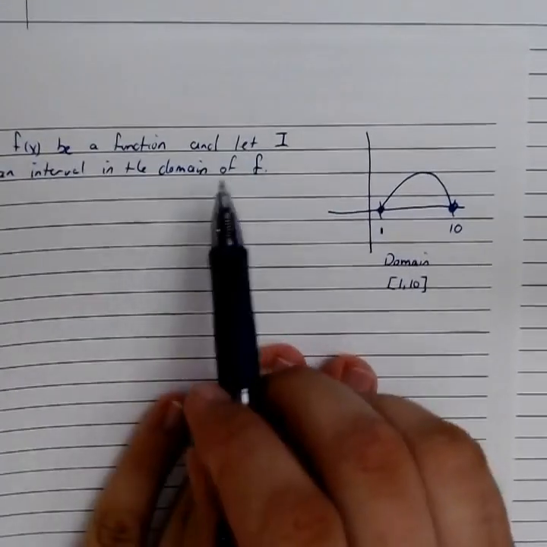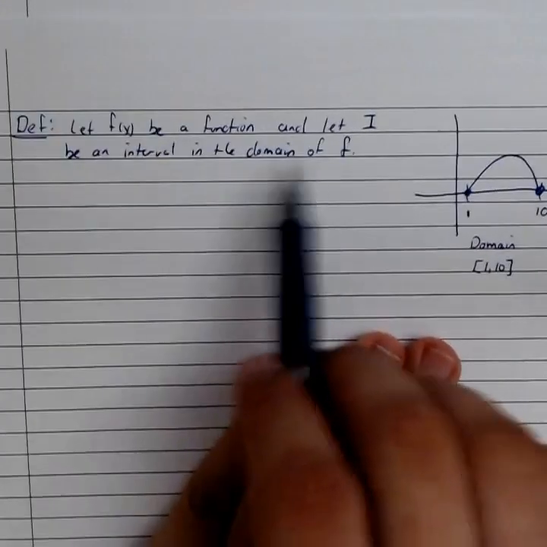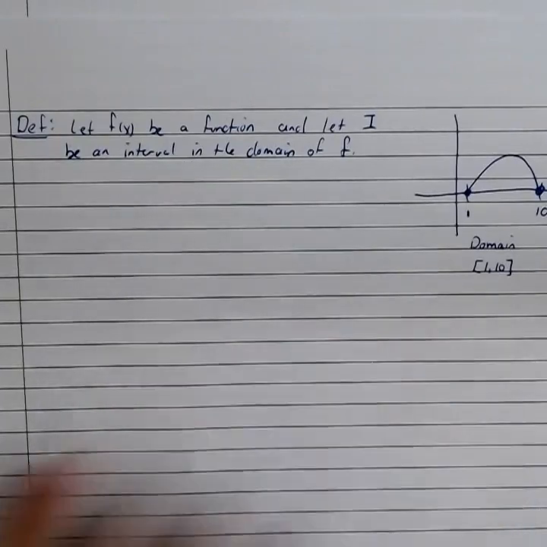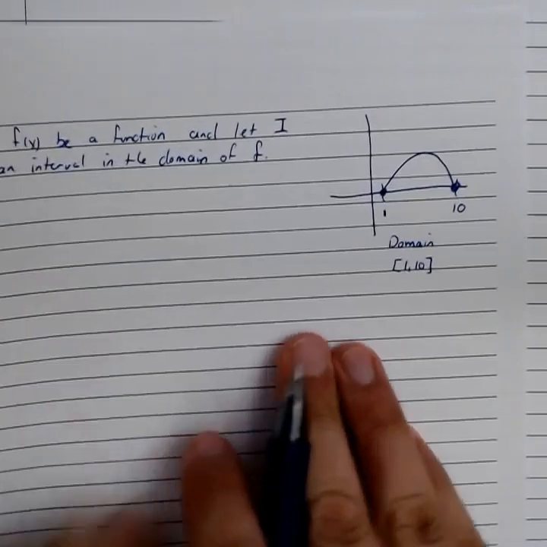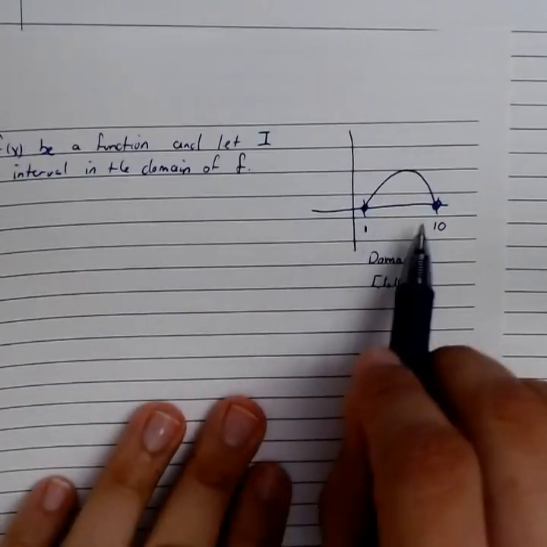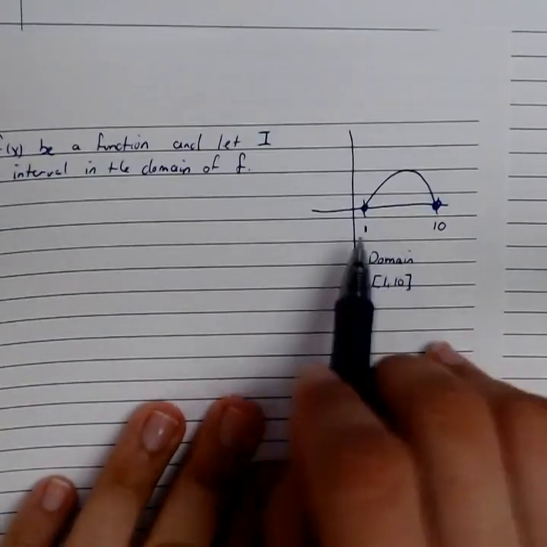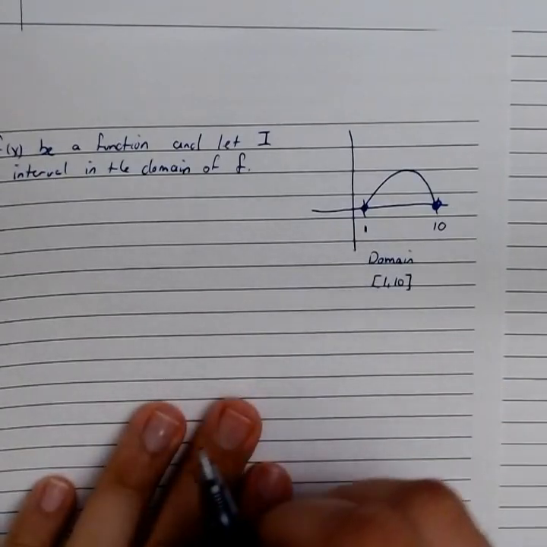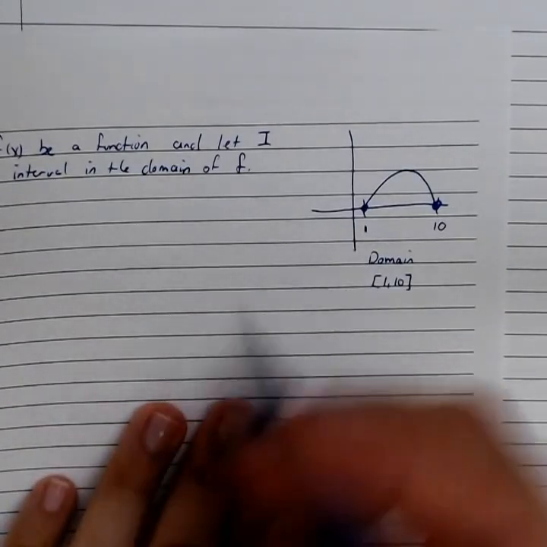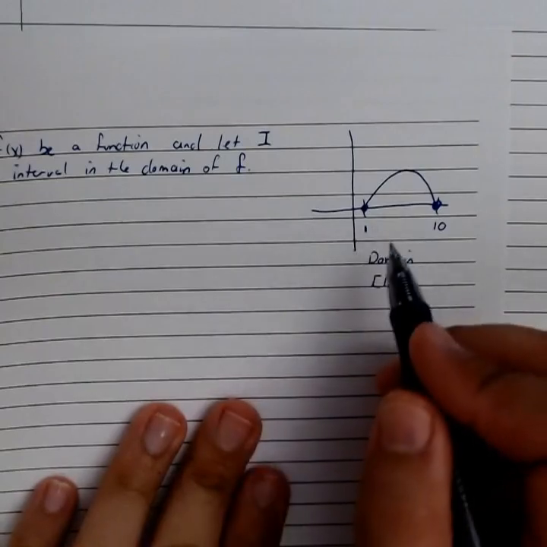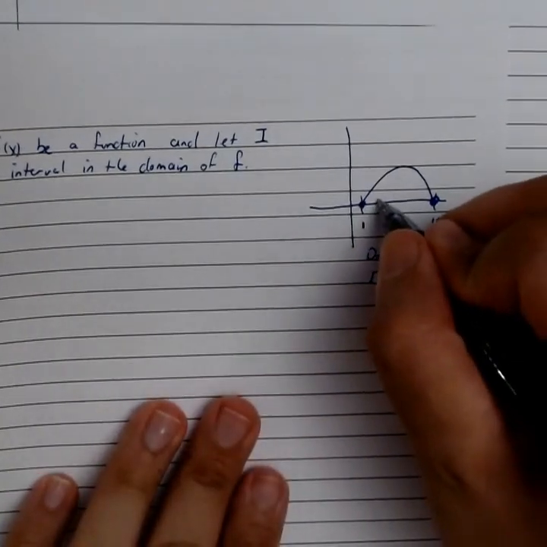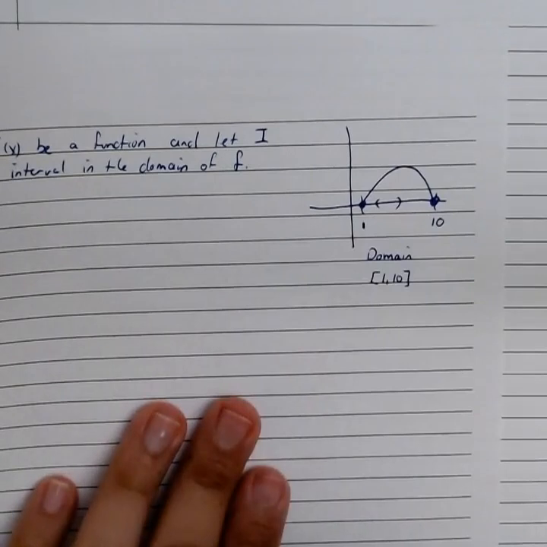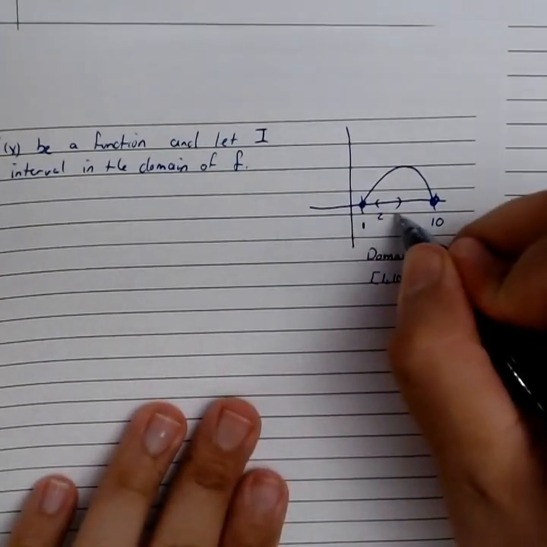When we say I is an interval in the domain of f, all we mean is, take some interval from this domain. Now, if you want to, you could just pick the whole domain. But sometimes it's not convenient or useful to do so. Sometimes you want a smaller piece. So for example, I could say, here's a little interval inside the big one. Let me just take the numbers between 2 and 4.